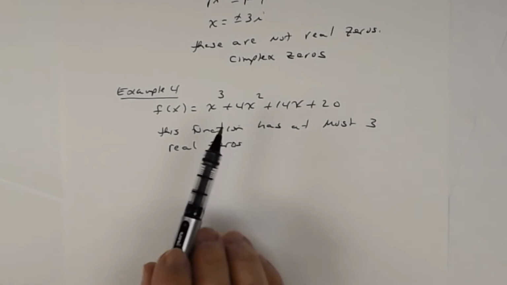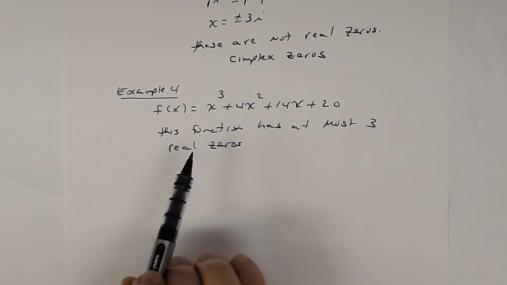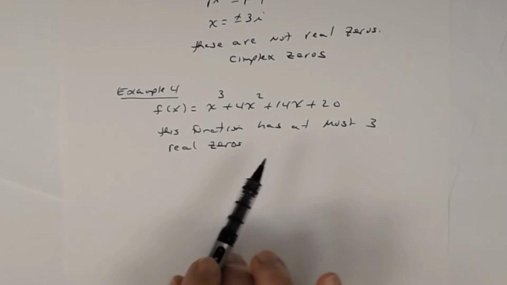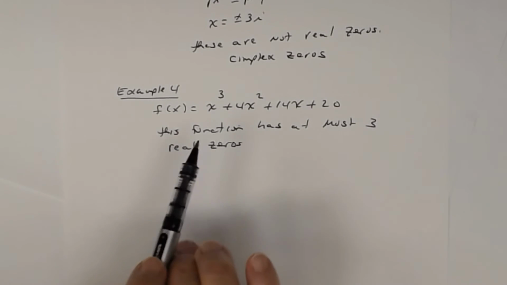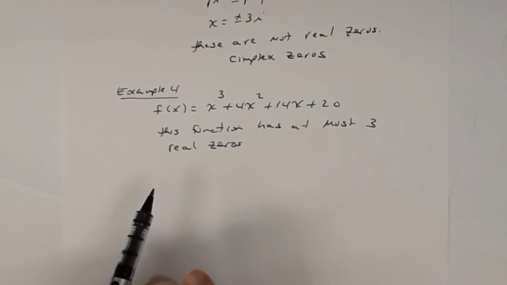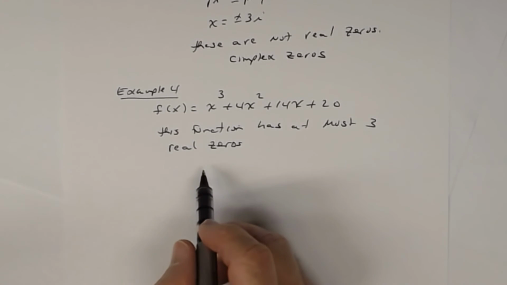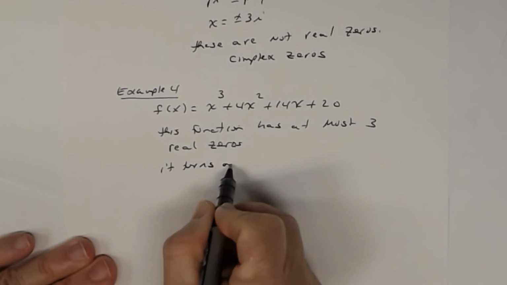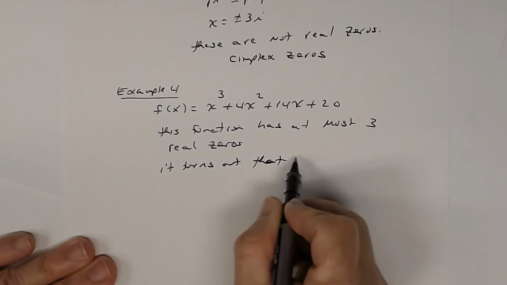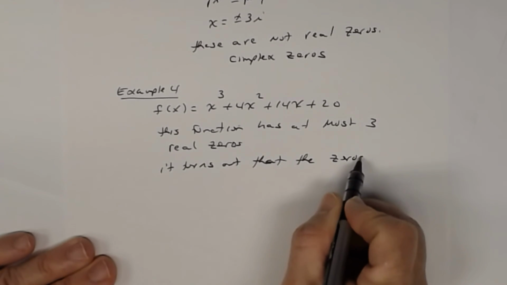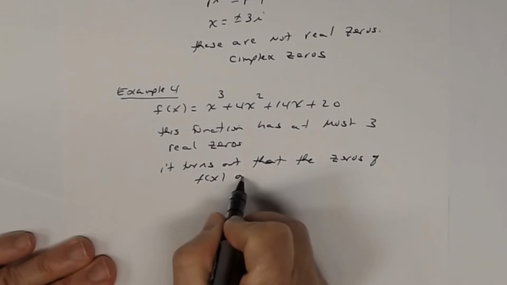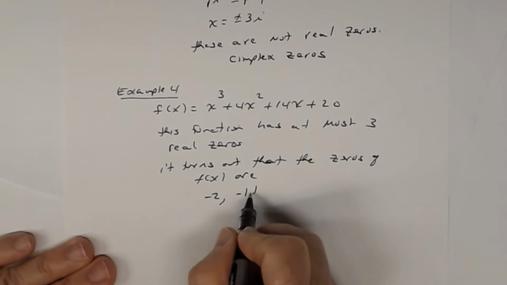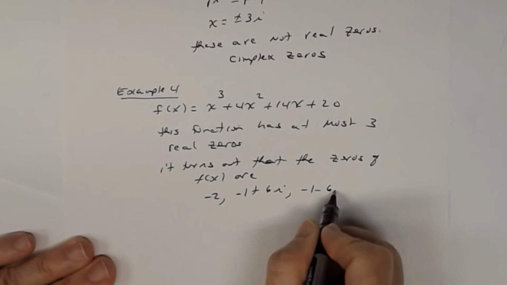We're going to talk about that in another lesson. But the fact that this is cubic, you're going to have at least one real zero. But the theorem says you have at most 3 real zeros. In fact, and you're going to see how to do this in another lesson, it turns out that the zeros of f of x are, and here are the zeros, -2, -1 plus 6i, and -1 minus 6i.